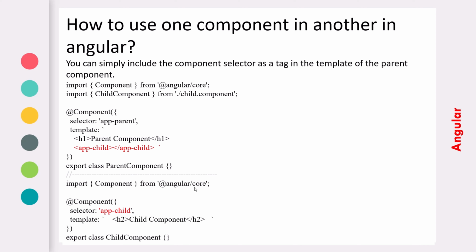This is the child component .ts file and it's called child component class, which has a selector of app-child, and this displays a heading tag. So when we run the parent component in our Angular application, we should see both parent component and child component displayed on the page or the view with their respective headings.